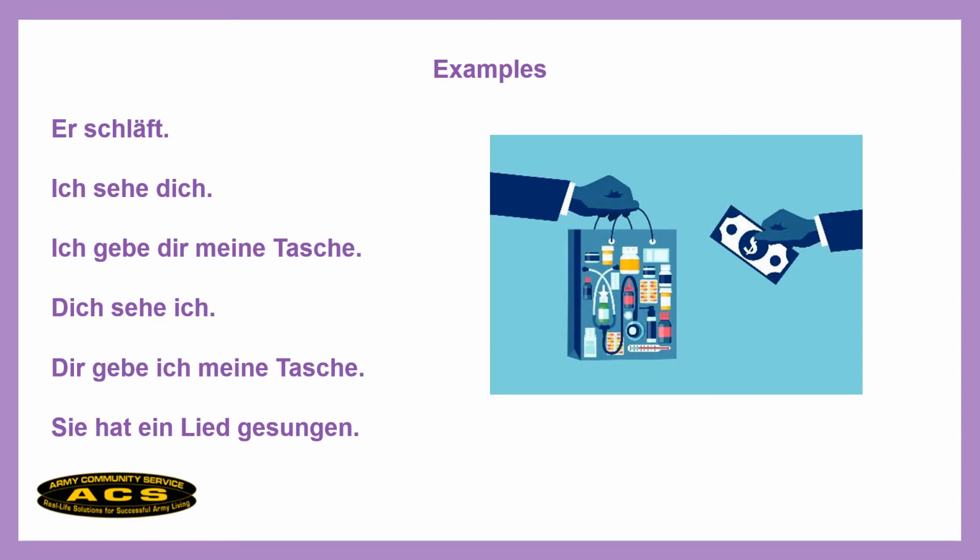So let's look at some easy example sentences, which are all grammatically correct. Er schläft. Ich sehe dich. Ich gebe dir meine Tasche. Dich sehe ich. Dir gebe ich meine Tasche. Sie hat ein Lied gesungen.